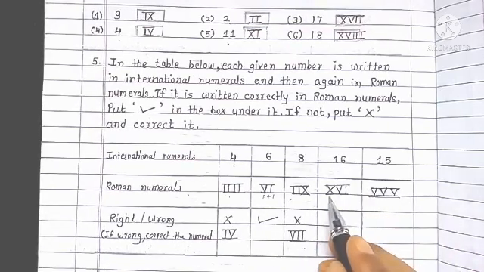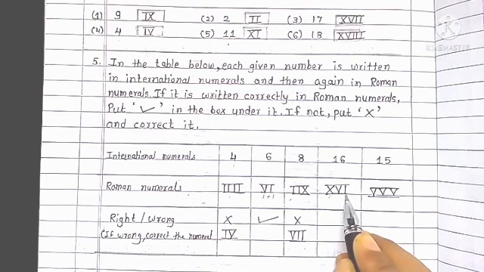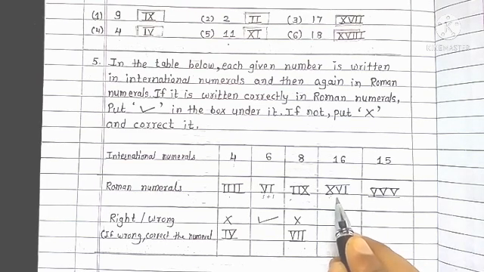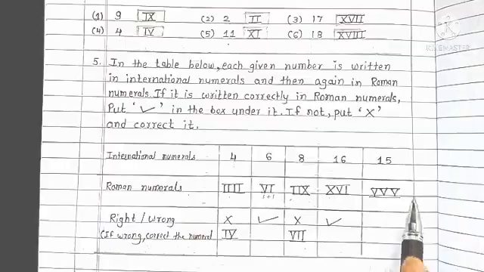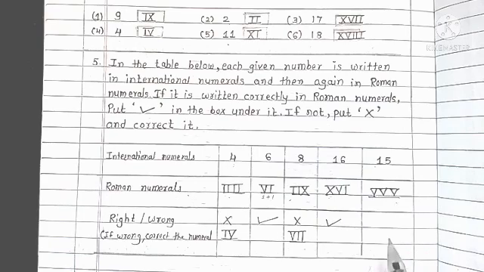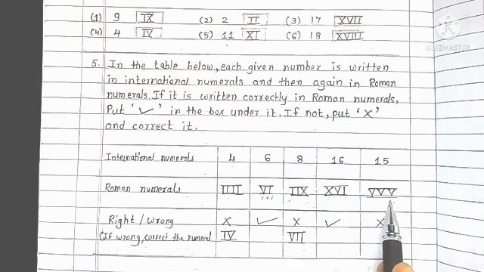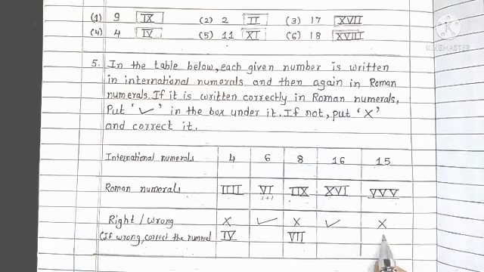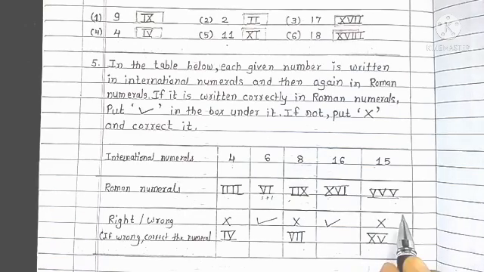Then 16, they write here XVI, so X means 10, V means 5, and I means 1. So 10 plus 5 is 15 and 1 is 16, so it is correct. Then for 15, they write 3 times V. It is wrong because the numeral V is never repeated consecutively, and the correct symbol is XV. X means 10 and V means 5, so 10 plus 5 is 15.